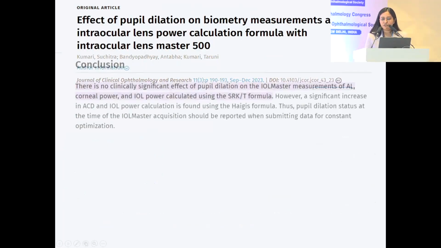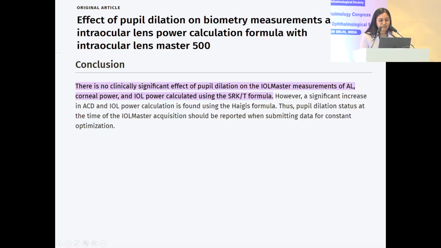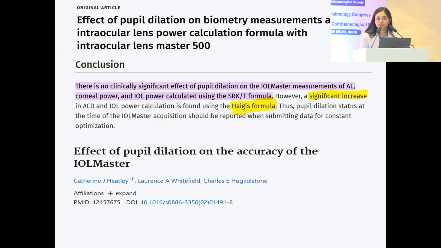This is the review of literature. Few papers have suggested that there is no clinically significant effect of pupillary dilatation on IOL Master measurements, axial length, corneal power or IOL power calculation by the SRK/T formula, but the Haigis formula is a little more susceptible.